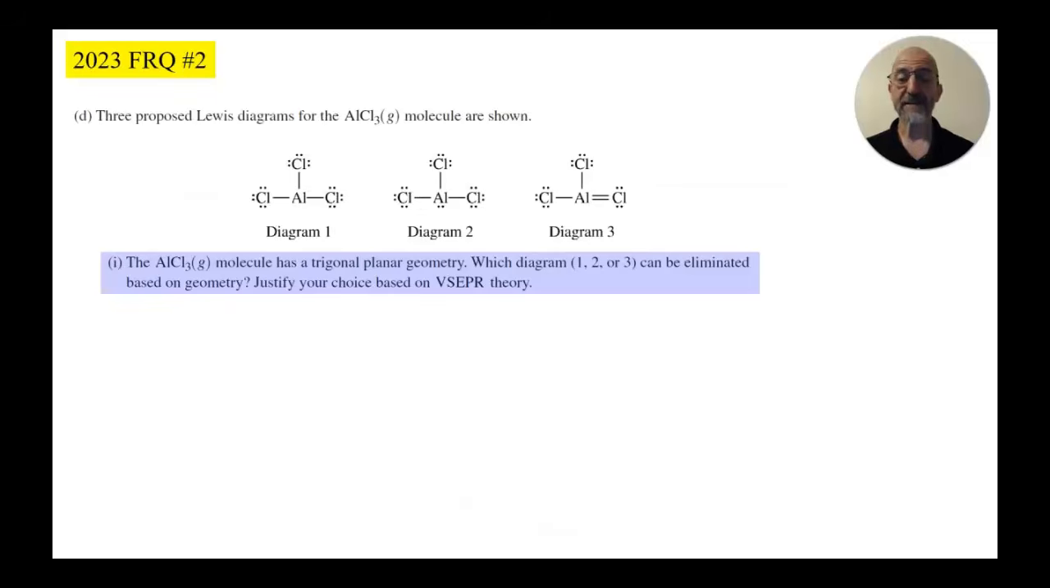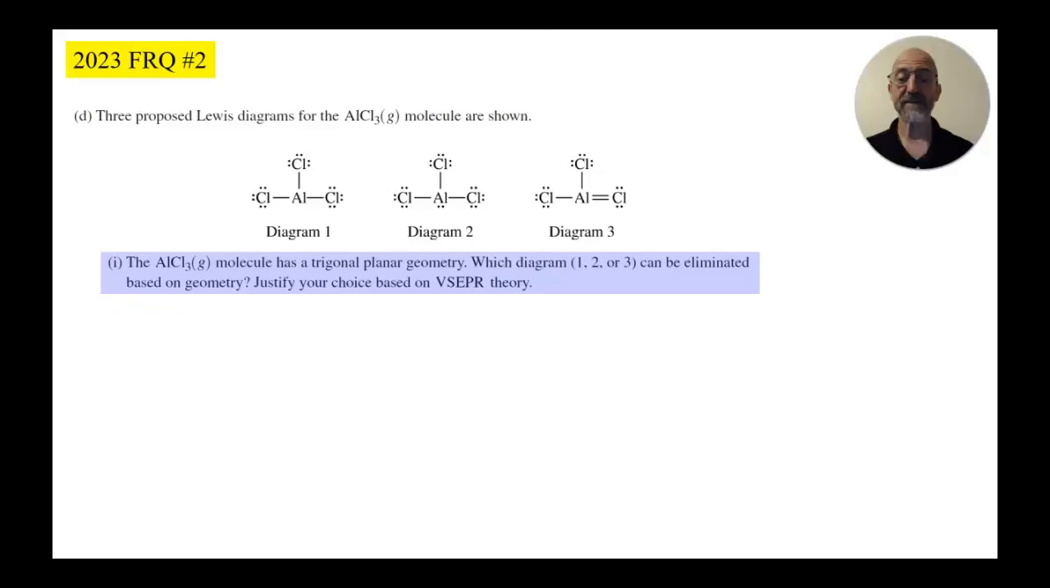All right, in our next question, this is from the 2023 AP Chemistry exam, I see 3 different Lewis diagrams. They're telling us that the AlCl3 molecule has trigonal planar geometry. Which diagram can be eliminated based on geometry? Now, when the AP Chemistry exam asks you to make a choice and they say based on, pay attention to that. We're not looking at other factors, we're just looking at geometry.